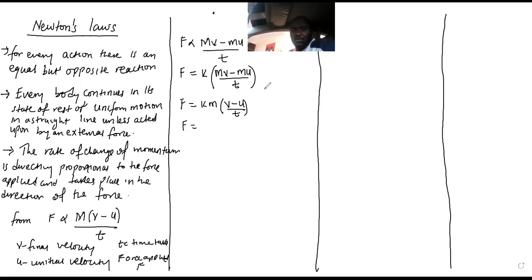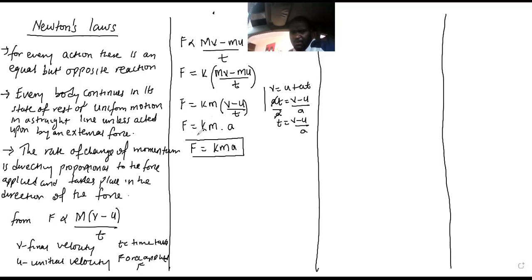Remember from equations of motion, V is equal to U plus AT, whereby AT is actually V minus U. When you divide by A, T becomes (V minus U) over A. Therefore, K times M times A. Thus, F is equal to KMA. And this is the definition of resultant force.